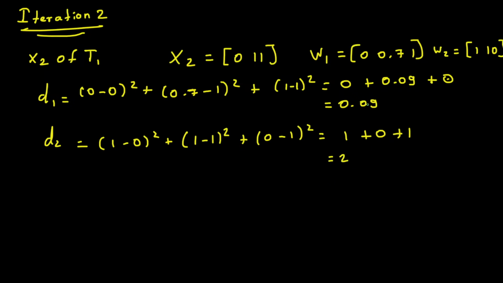Now we had to compare these two values, 0.09 and this 2. Which one is smaller? D1 is definitely smaller again. D1 is less than D2. So we had to update W1. If the D1 is smaller, we had to update W1. If the D2 is smaller, we had to update W2. Okay. Since D1 is smaller, update W1.